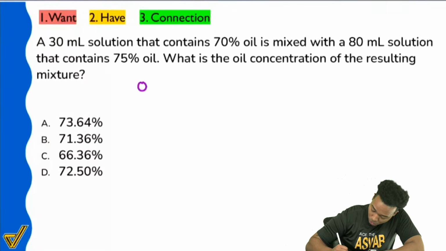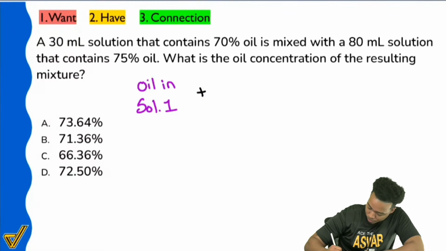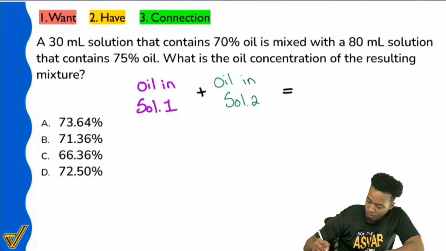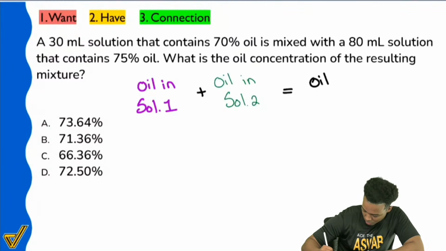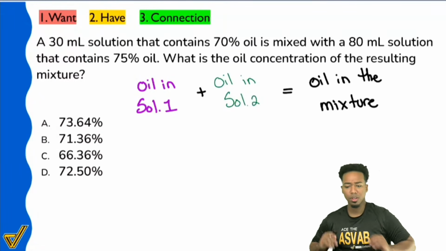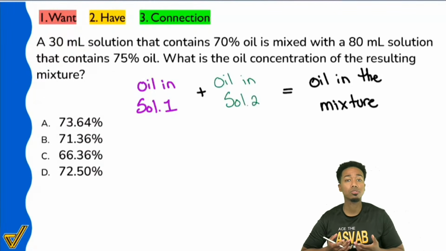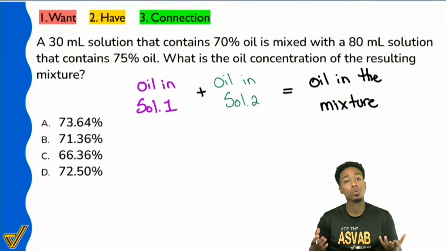if we talk about oil in solution 1 plus the oil in solution 2, that's going to give us the total amount of oil in the mixture. So this is really the biggest thing you have to understand, guys. That's the biggest thing that you have to understand. The oil in solution 1 plus the oil in solution 2, when you add them together, that's going to give you the total oil in the mixture.